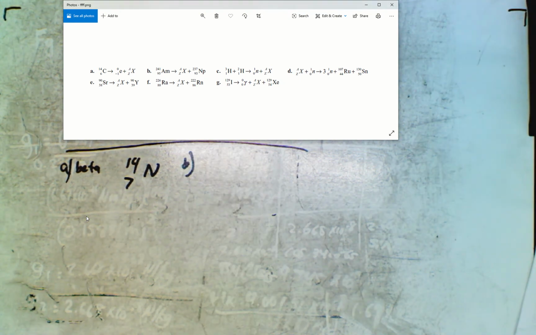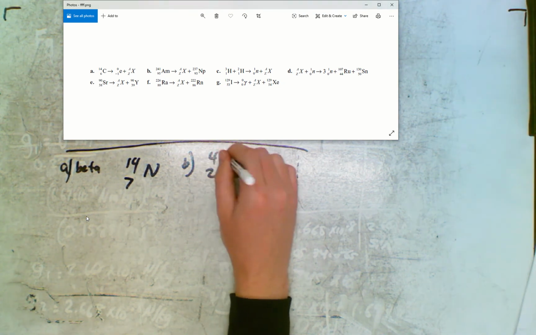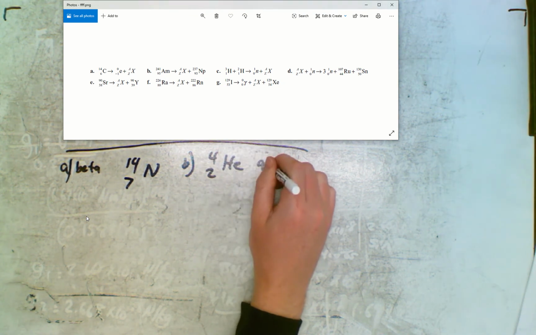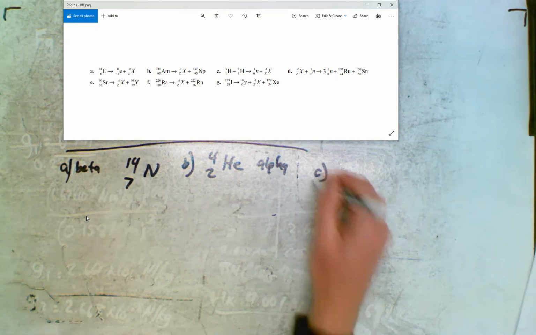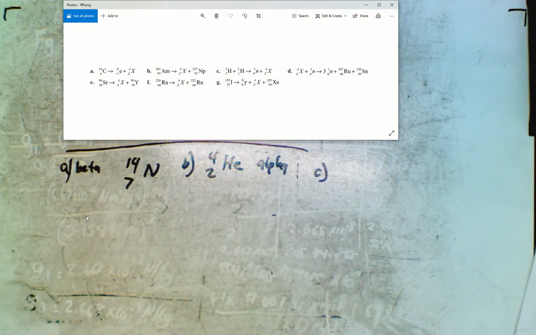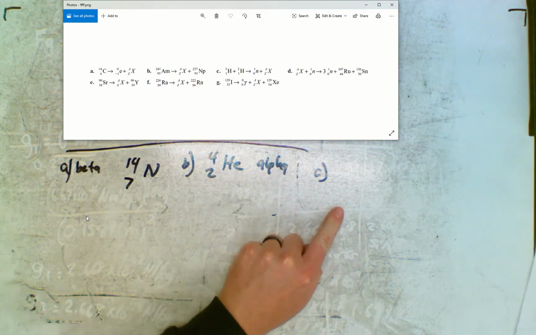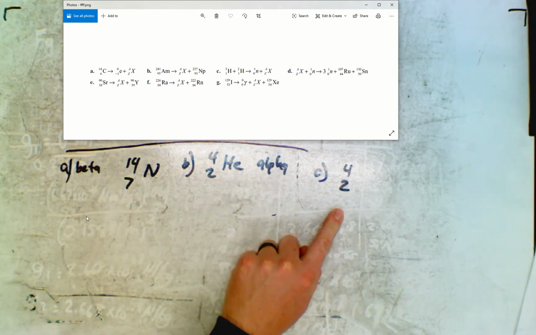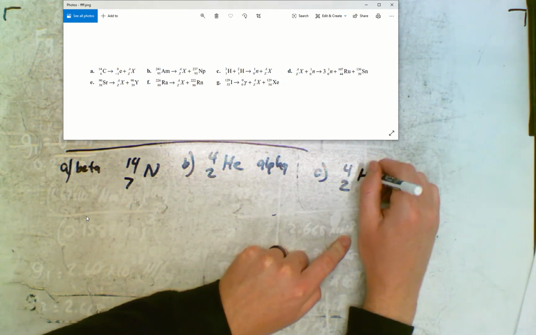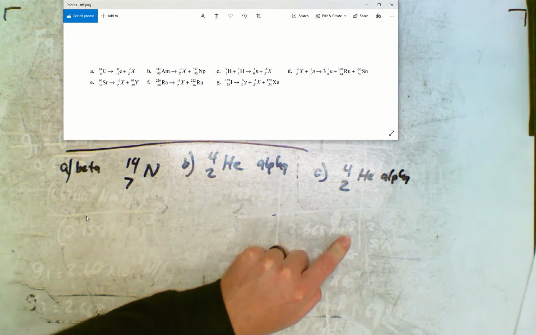B, yeah, it looks like what we're making there is an alpha particle, which makes it alpha, right? That would add it up. And then C looks like, so we have 5 on top and then 1 on the other side, so it looks like it's going to be 4, 2, yeah, which also makes it alpha.